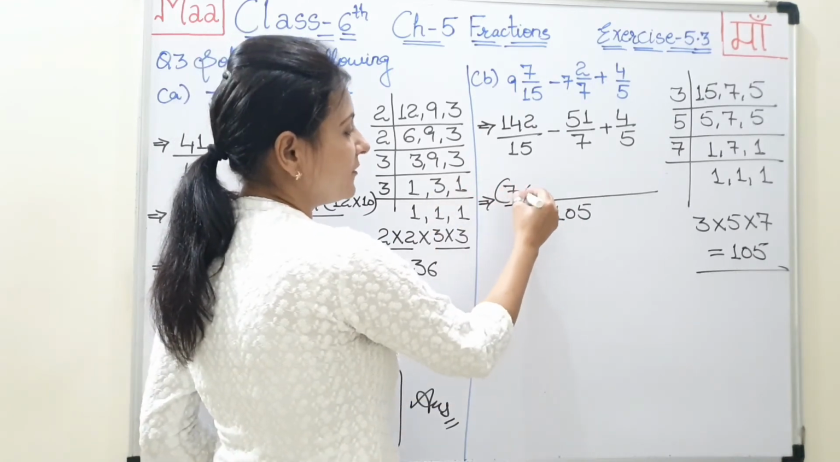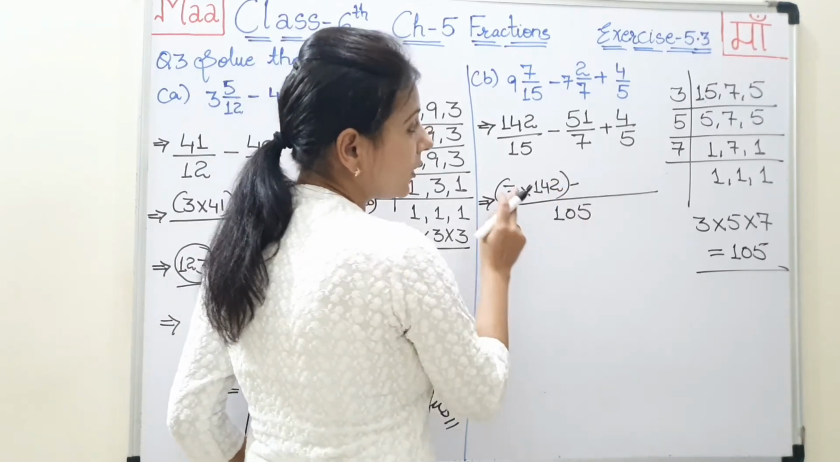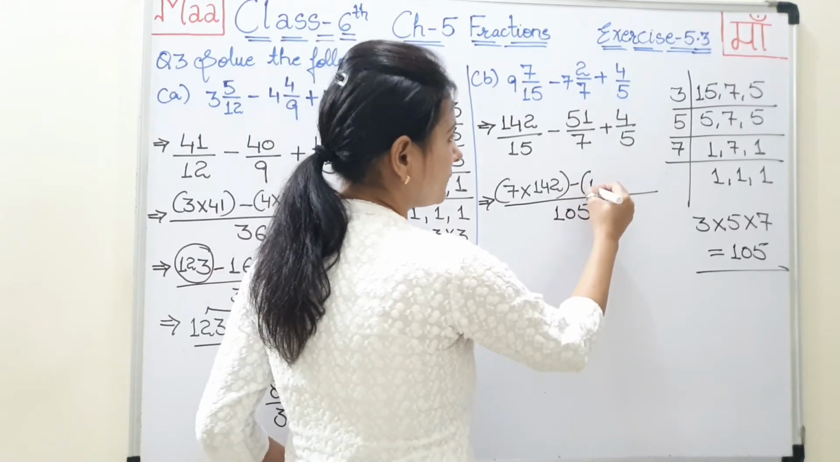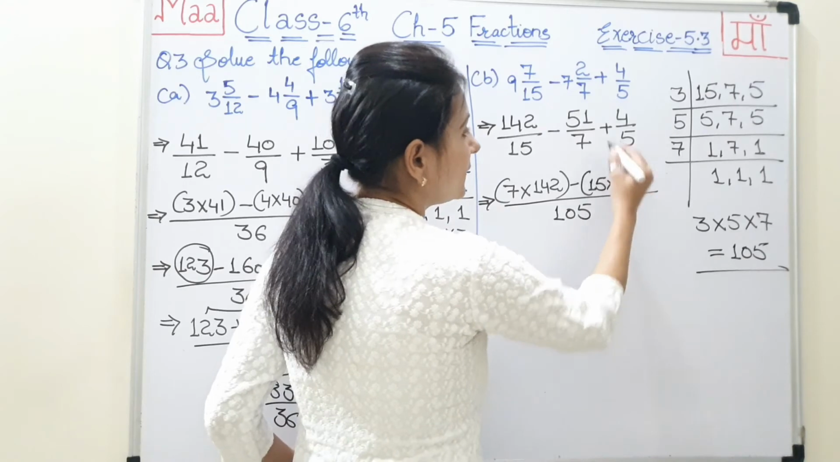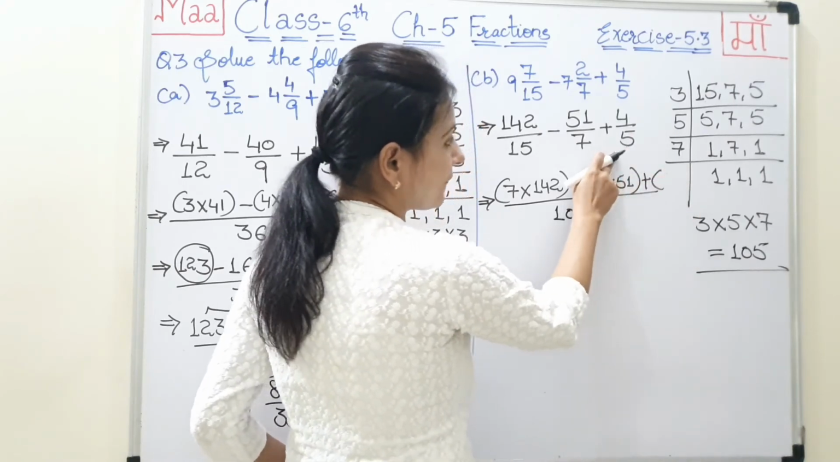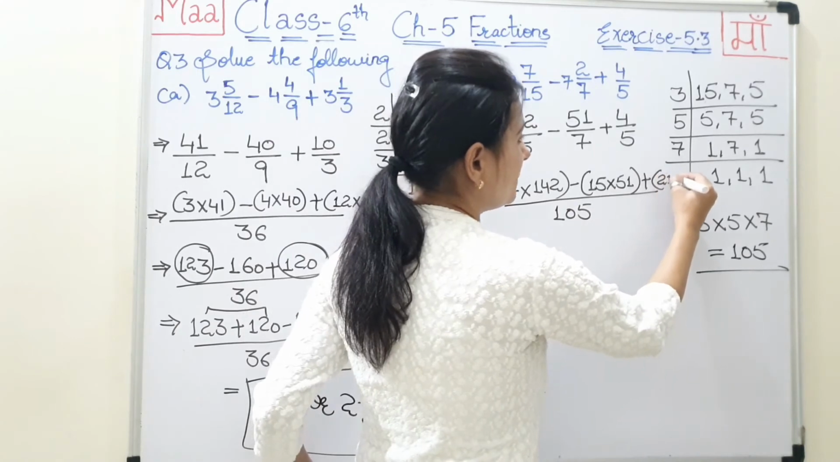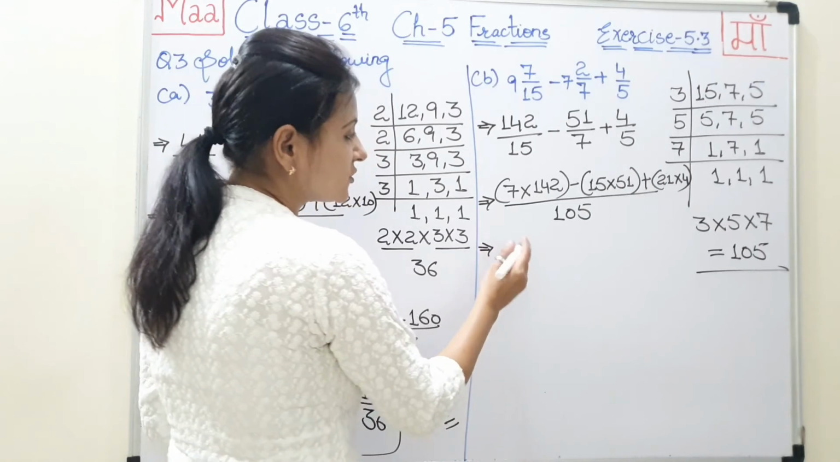So here we will write 7 multiplied by numerator 142. In the table of 7, 105 comes 15 times. So here we will write 15 multiplied by 51. Then plus, in the table of 5, 105 comes 21 times. So 21 multiplied by 4. Okay. Now next step we will do multiplication.